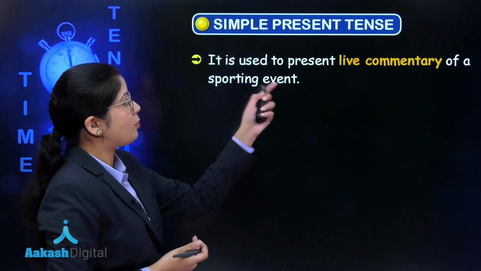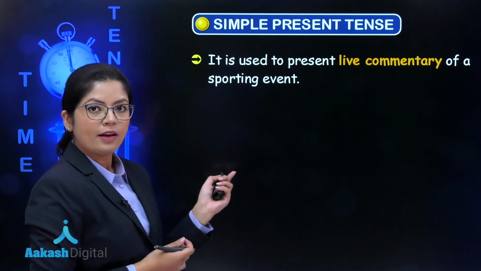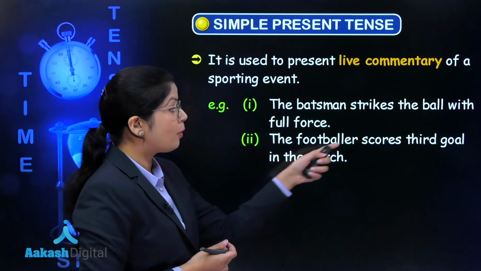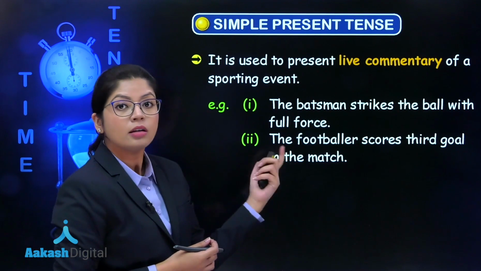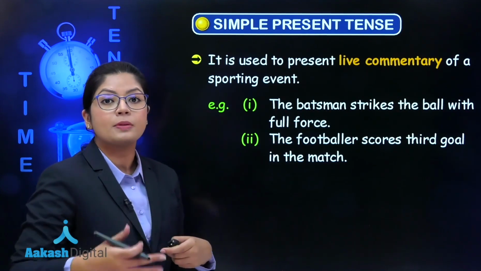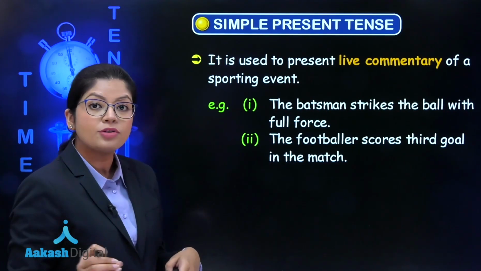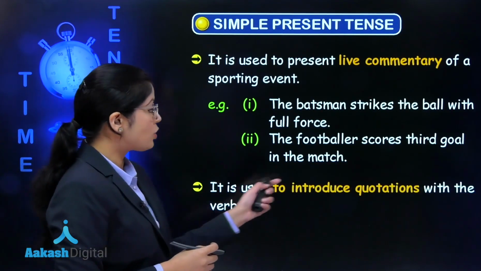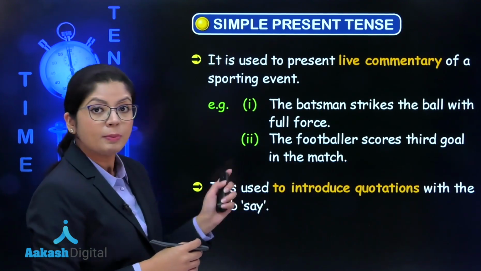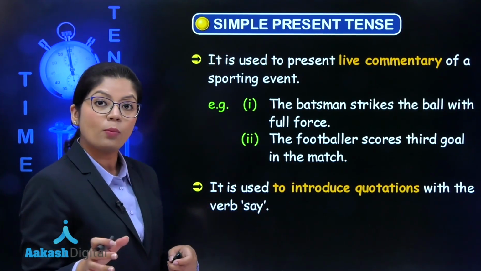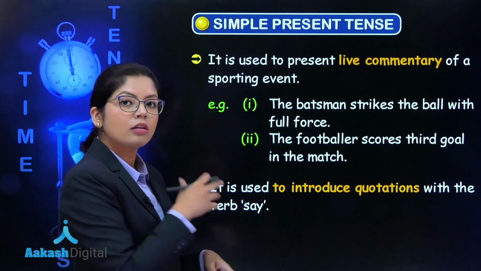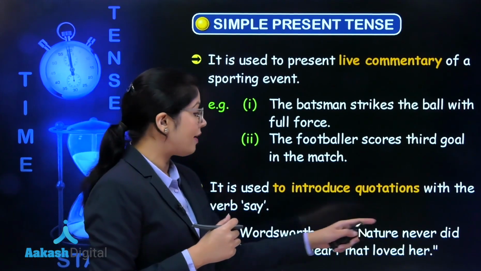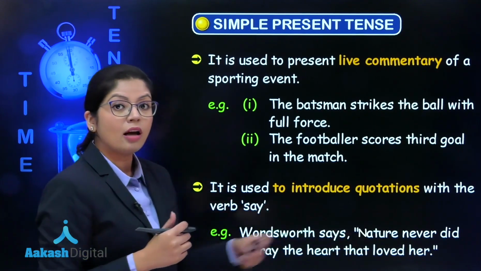Now, it is used to present live commentary of a sporting event. For example, the batsman strikes the ball with full force. The footballer scores third goal in the match. Everywhere I am representing spontaneous live commentary, thus I am using simple present tense. It is used to introduce quotations with the verb say. Whenever you're quoting someone using the verb say, stick to simple present tense, such as Wordsworth says, nature never did betray the heart that loved her.